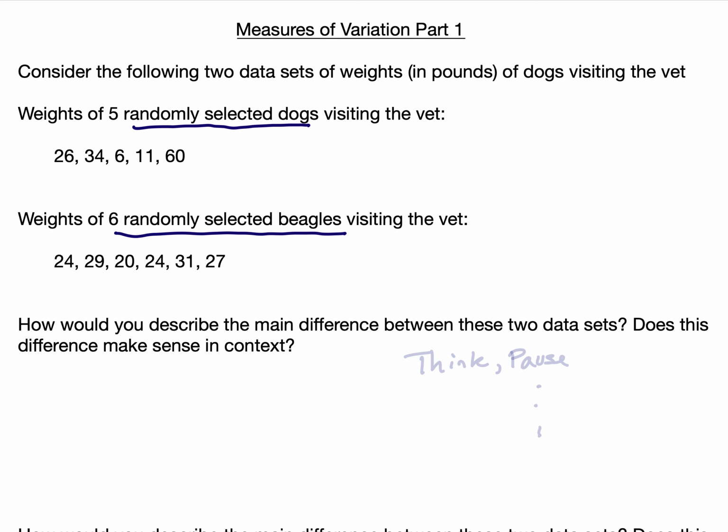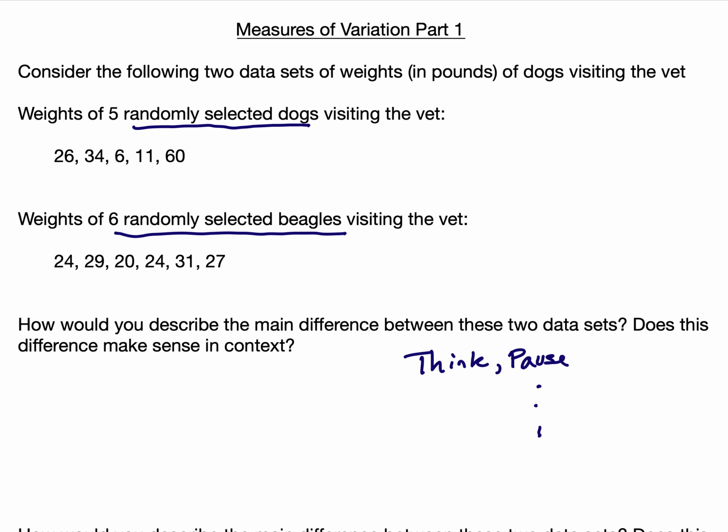So I'd like you to look at these two data sets and think about how you would describe the main difference between these two data sets. There might be more than one thing you could say here. And does this main difference, the thing that makes these two data sets especially different from each other, make sense in context? In other words, where the data is coming from, the first set being 5 randomly selected dogs, and the second set being 6 randomly selected beagle dogs, so a specific breed of dog. So I'd like you to just think about this for a moment and pause, and we'll talk about it together in just a moment.